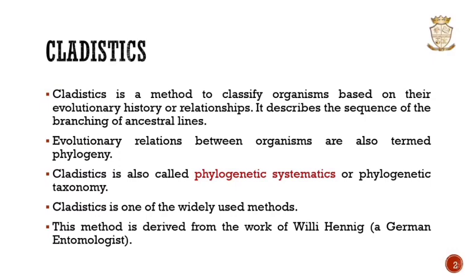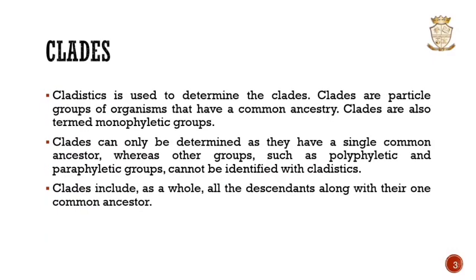So, cladistics is also called phylogenetic systematics and it was derived by the scientist Willi Hennig. Cladistics is used to determine the clades. Clades are particular groups of organisms that have a common ancestry. Clades are also termed monophyletic groups.